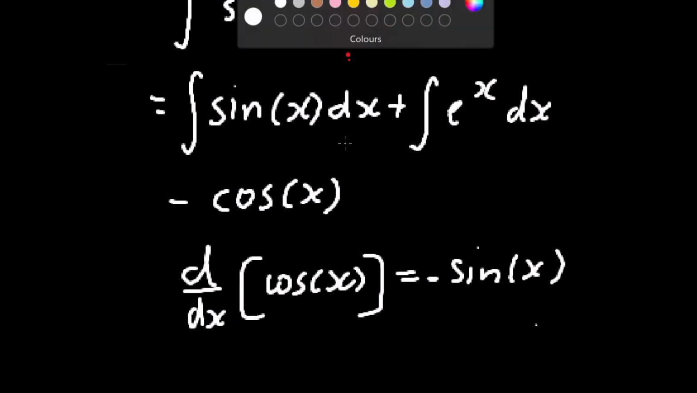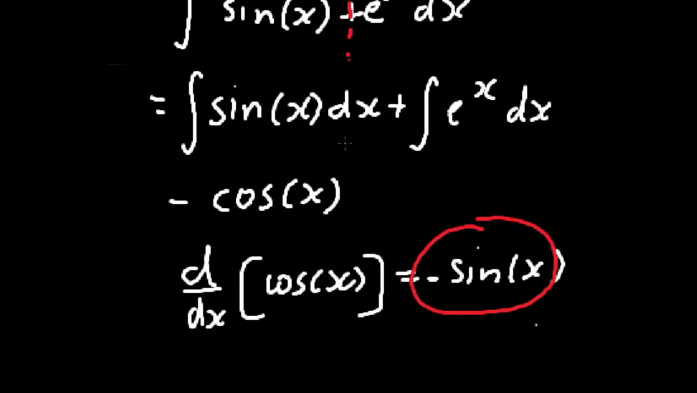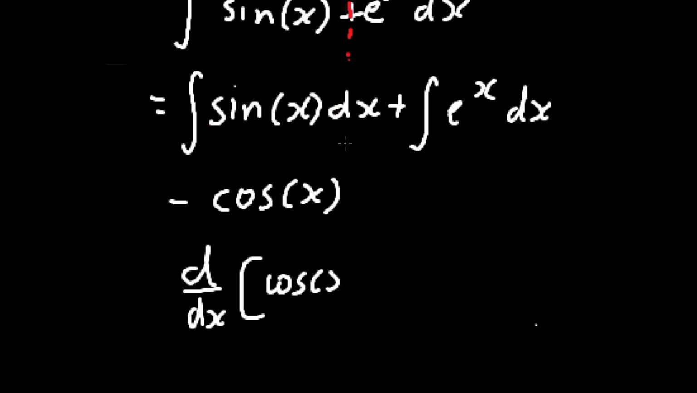Now that doesn't look the same as our original value here, does it? We've got this random negative sign there. So we need to add a negative sign here. Okay, let me remove all of that.